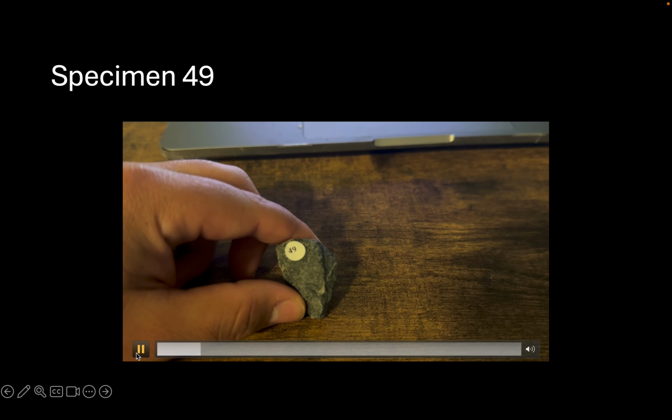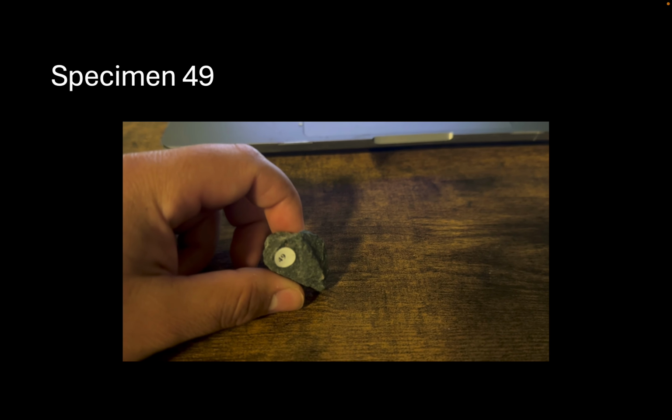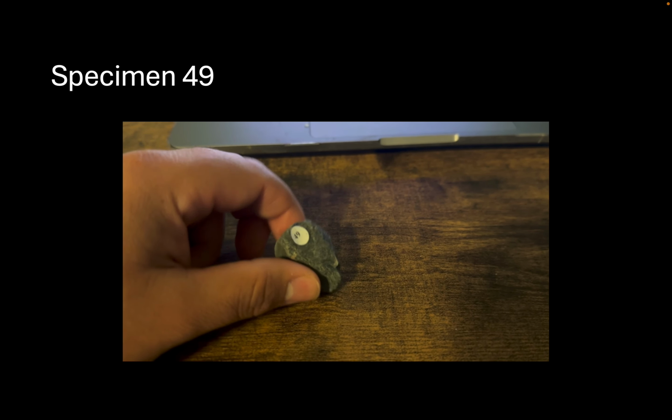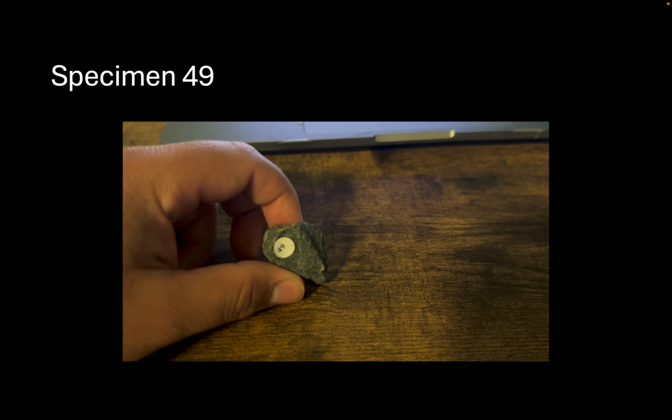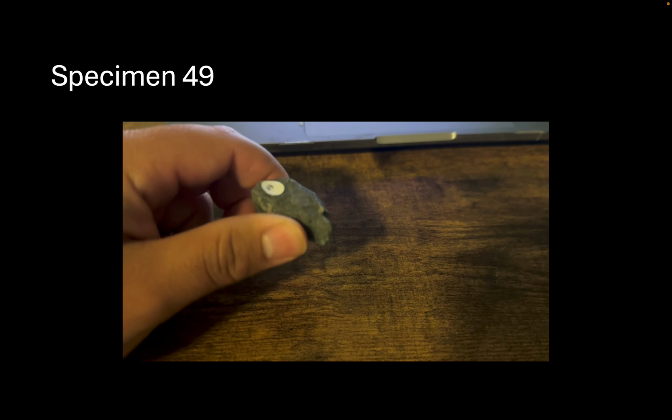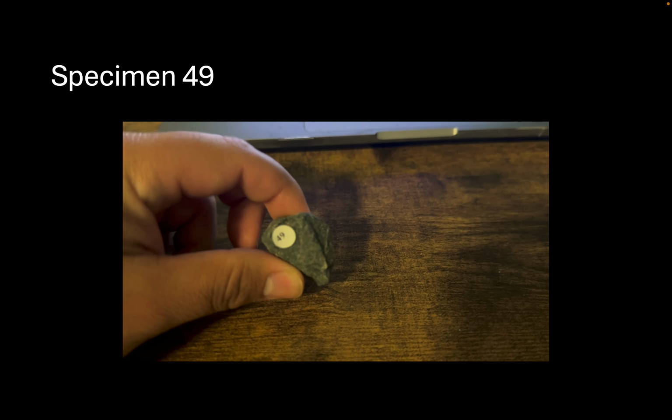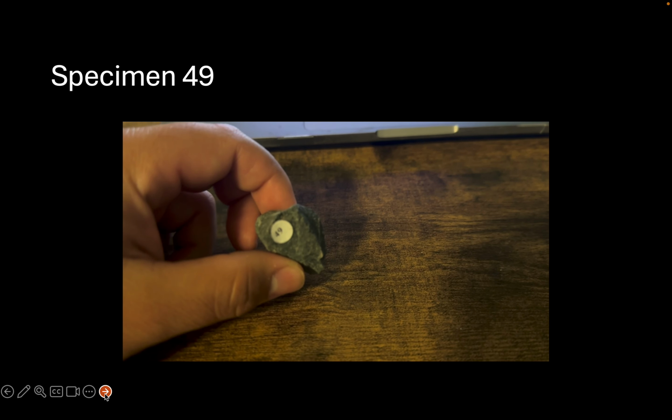Specimen number 49 is non-foliated. It has fine grains or no visible grains. It has a microcrystalline dull color. It's hard. I determined that this specimen is hornfels.